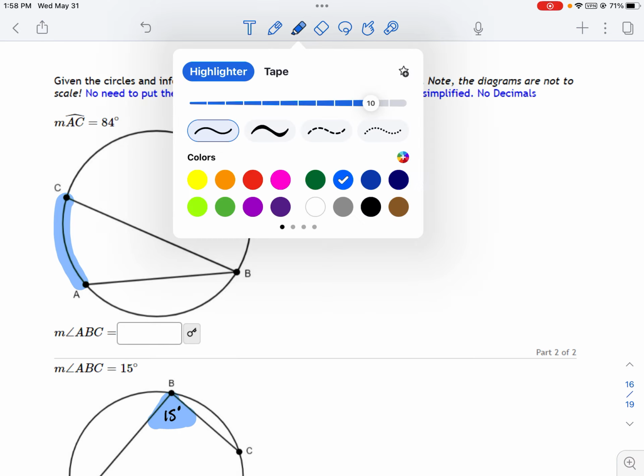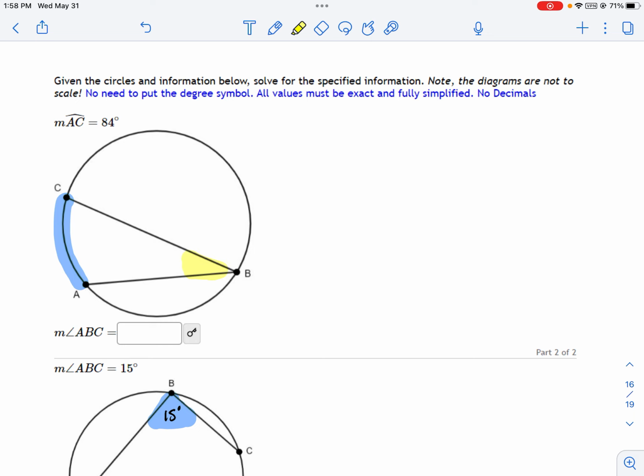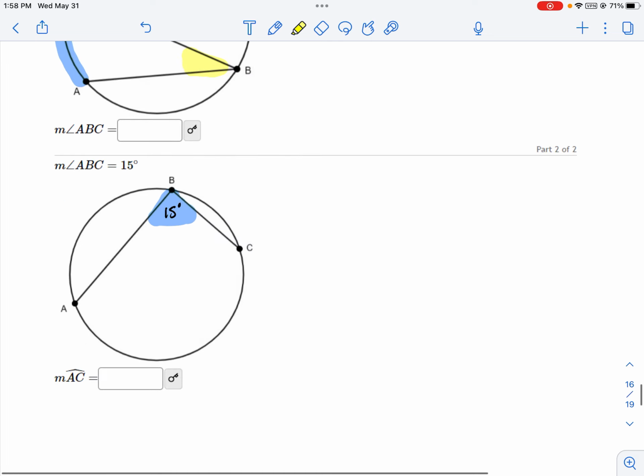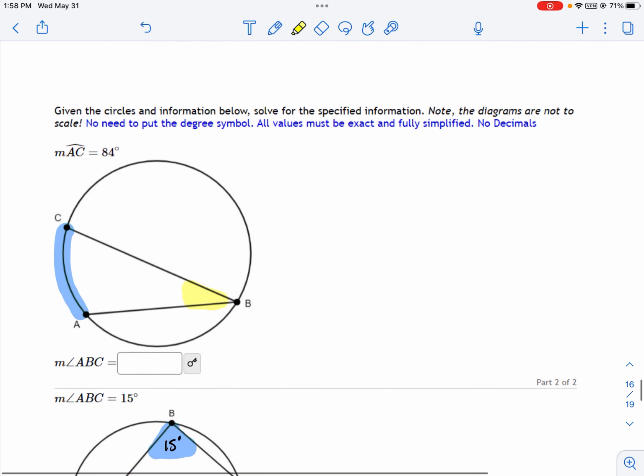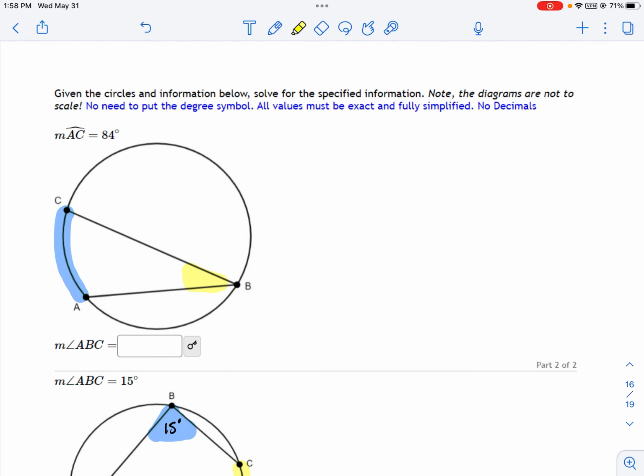So, in other words, for this one, it's finding ABC, that little section here. And this one we're looking for AC, right? So how do we go from blue to yellow? Now this is a property of circles. We call them inscribed angles.